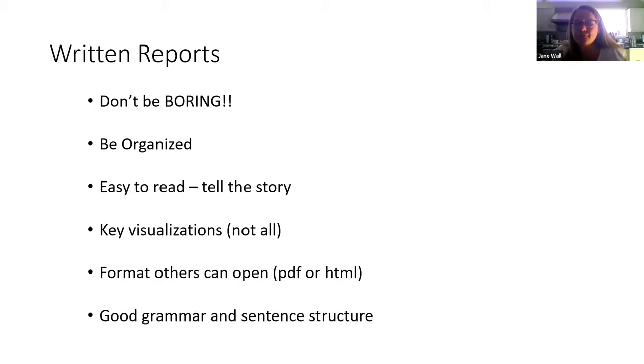You want it in a format that other people can open. So think PDF or HTML, right? Not everybody has a Word license, right? So you want it in a format that others can open. And you want it to have good grammar and sentence structure. You don't want sentence fragments, because it's really hard for people to read it if they have to constantly take it and translate that into what you're trying to say. So have someone proofread it for you, right? To be sure it's understandable.